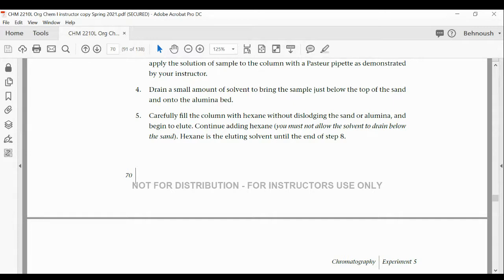Yes, because of the polar packing. The column packing is polar. Yeah. Okay, questions?